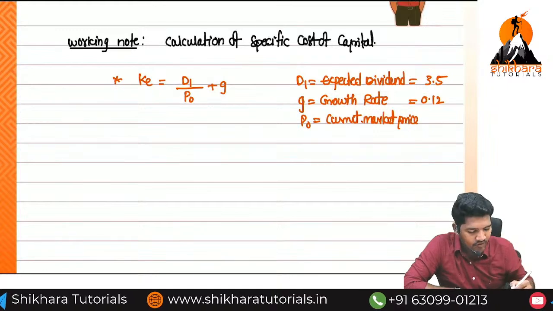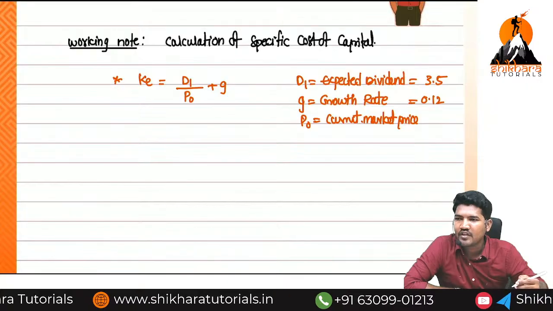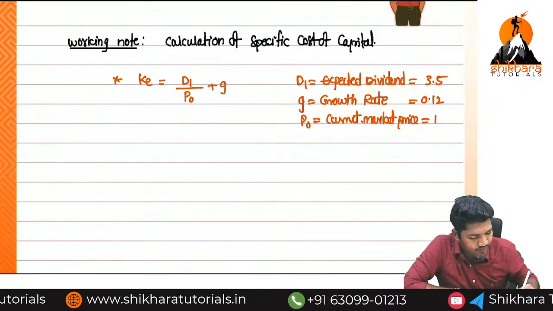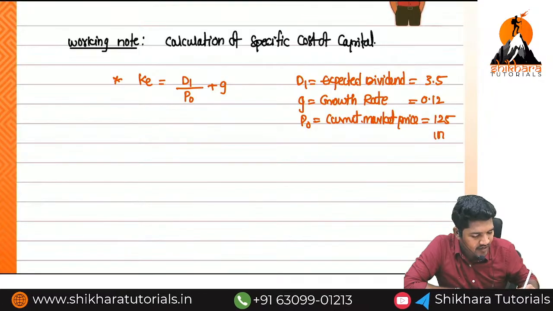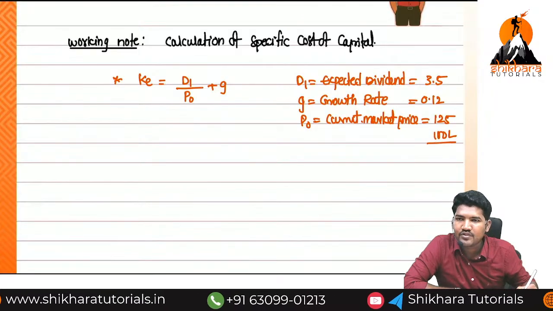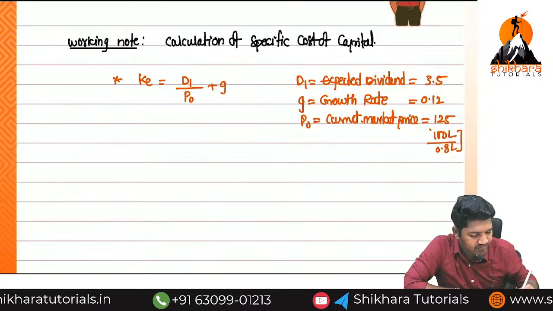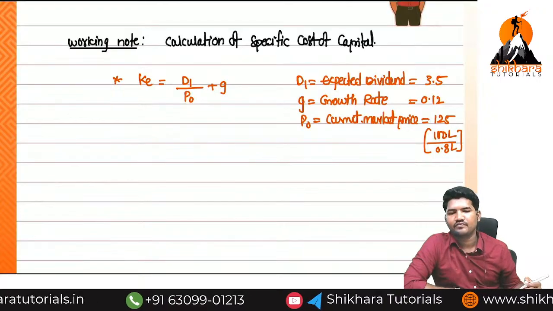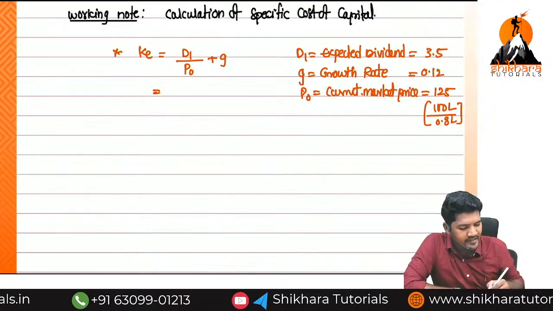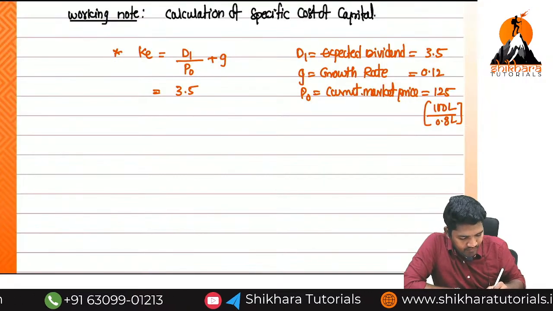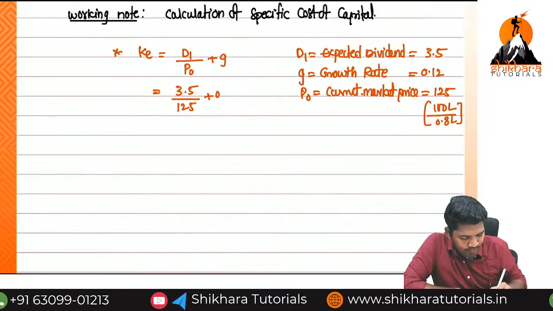So what is the market value? 100 lakhs divided by the number of shares given in the question, 80,000. That gives 125 rupees. Very, very important point. So what's the calculation? 100 lakhs divided by 80,000, 0.8 lakhs. Now all values are there: 3.5 divided by P naught 125 plus 0.12 growth.